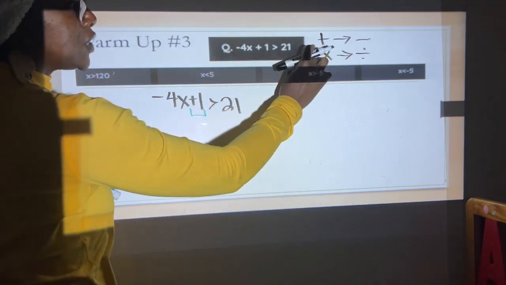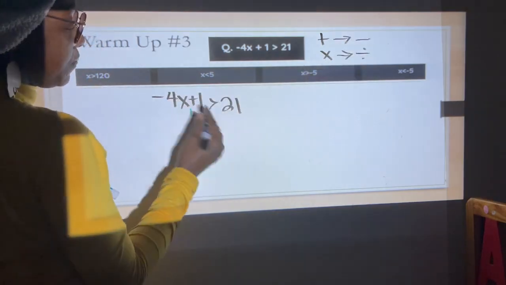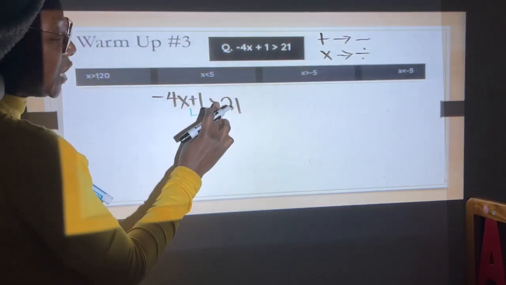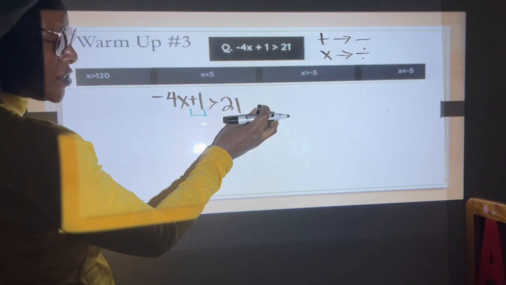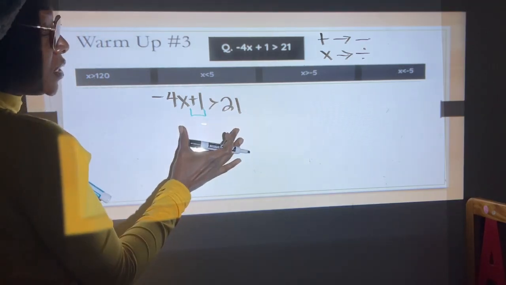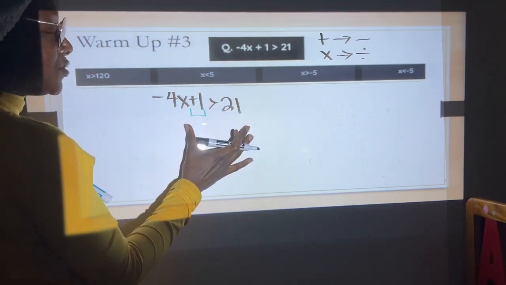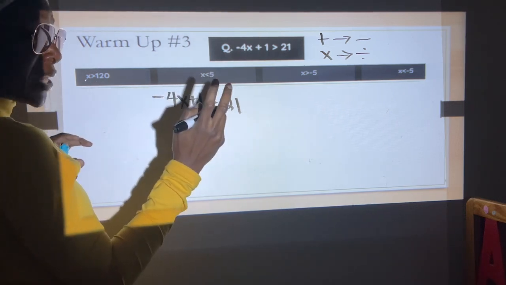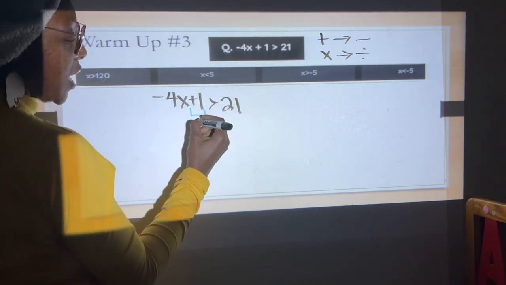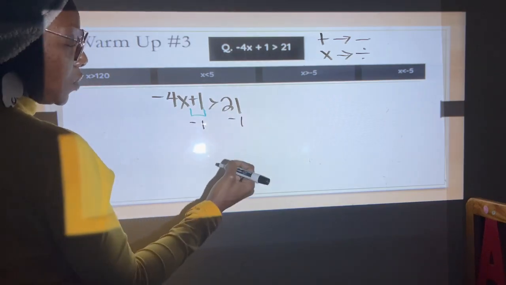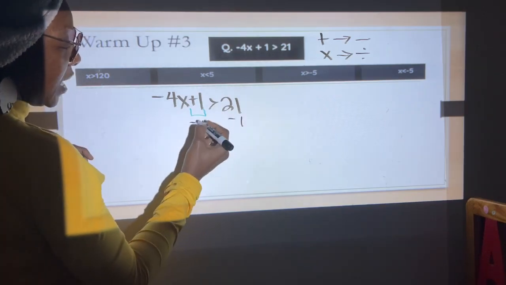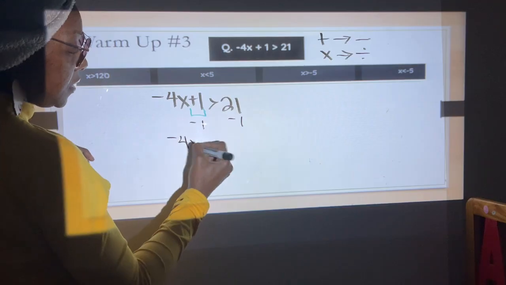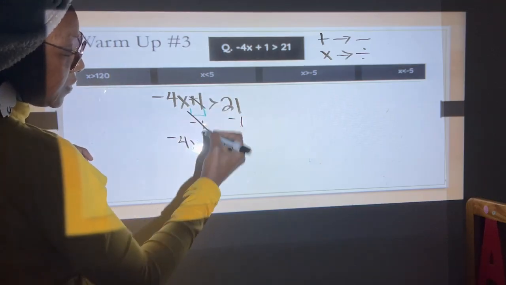Now, if we see plus, we know we need to do subtraction. So I added 1 in order to move that value to the other side of the equation and still keep it balanced, using good mathematical practice. Then I'm going to subtract 1 from each side of the inequality. I'm left on the left side with negative 4x, because positive 1 and negative 1 will cancel.